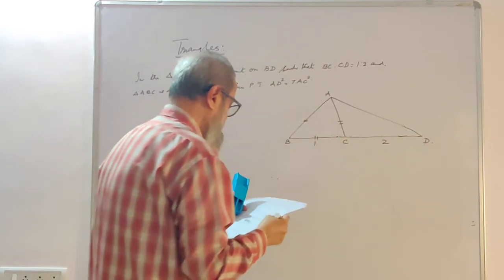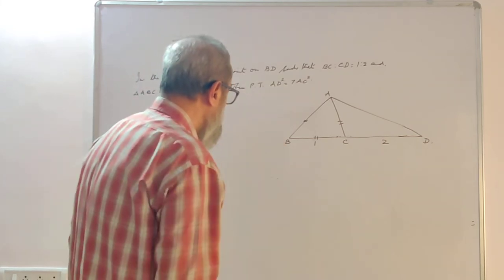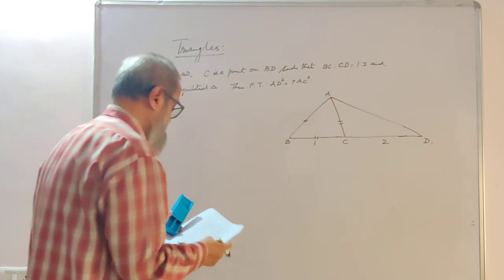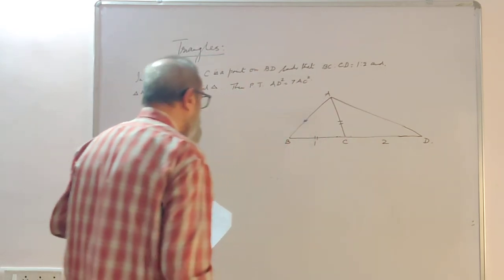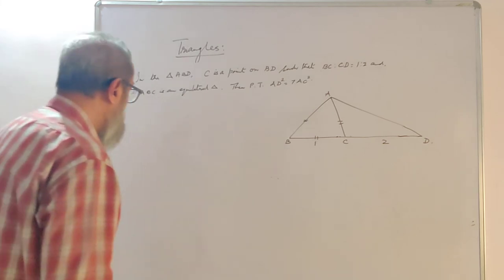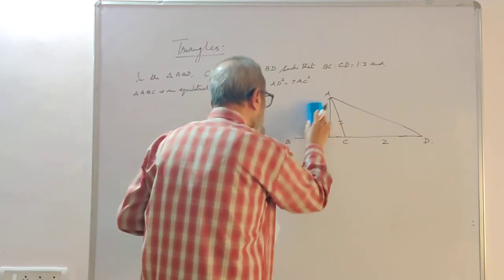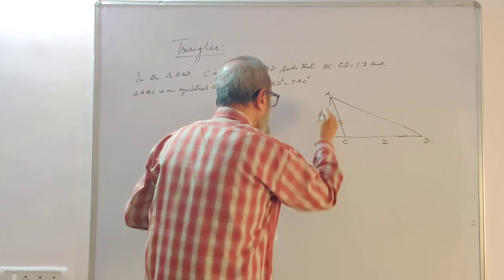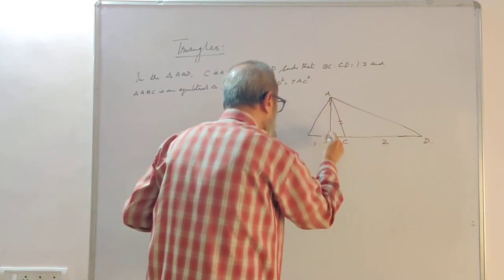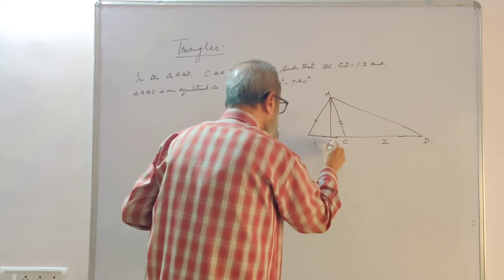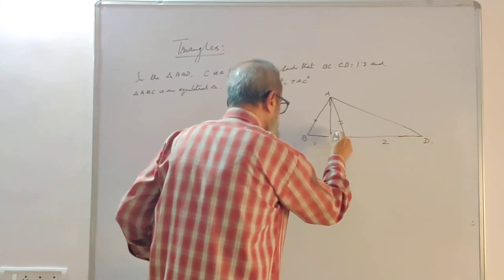That is, ABC is an equilateral triangle. Right, all three sides are equal, that is AB is equal to BC is equal to AC. Now what we have to prove is AD square is equal to 7 times AC square. Now what I do is, from A, I will drop a perpendicular onto BC. Now this becomes a 90 degree angle.